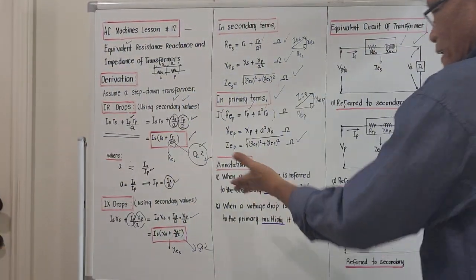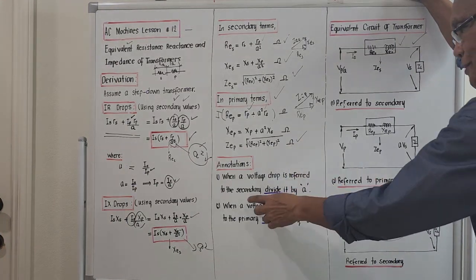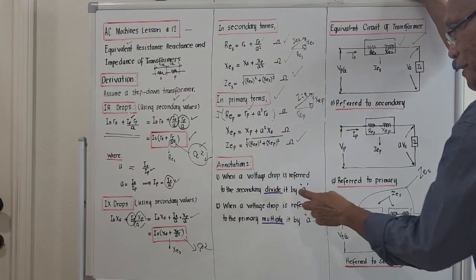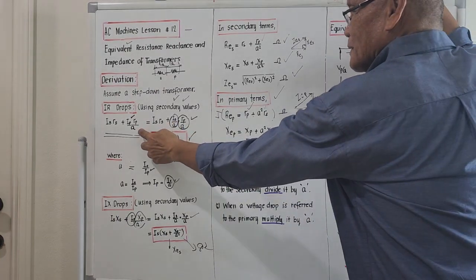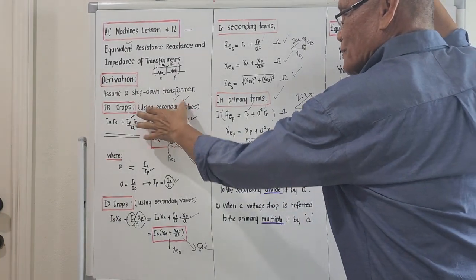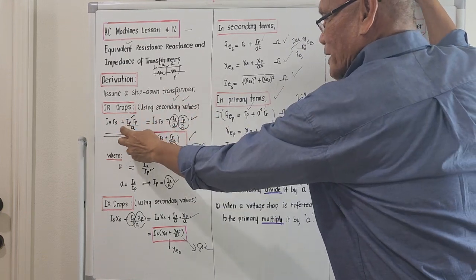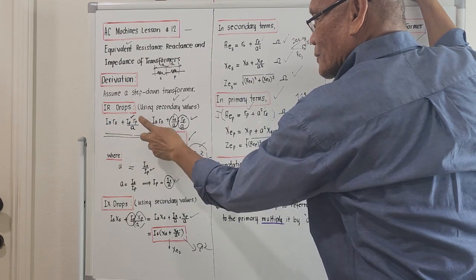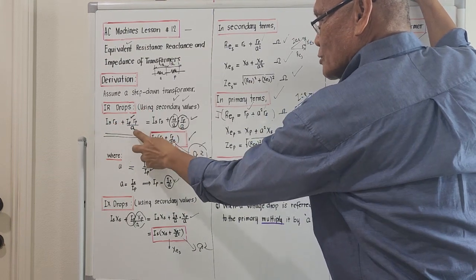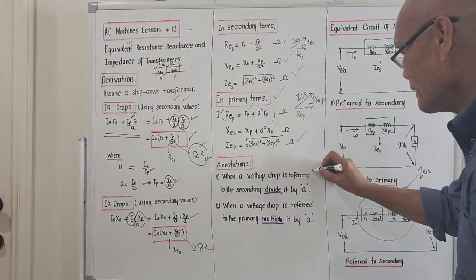Okay? I got some annotations here. When a voltage drop is referred to the secondary, divide it by A. It is this. Our first computation here is referred to the secondary. This is a voltage drop, right? IPRP. This is the secondary side. So for this one to be referred to the secondary side, we divide it by A. That's the meaning of annotation number 1.